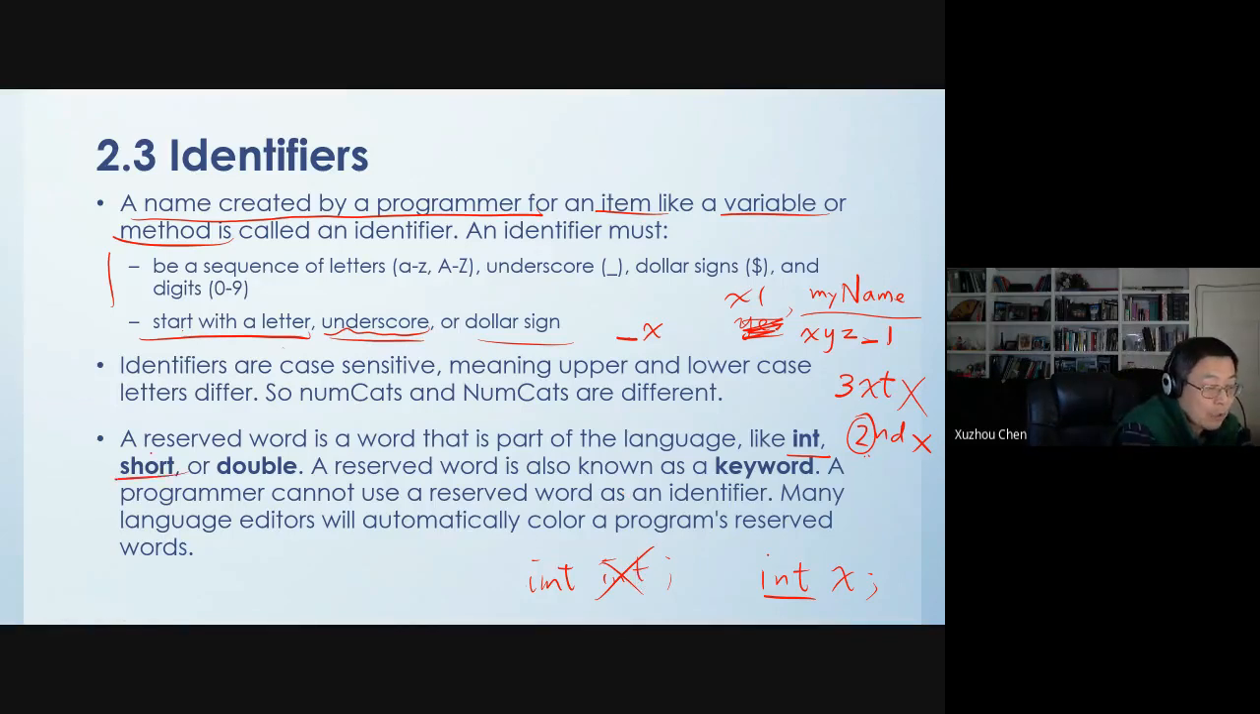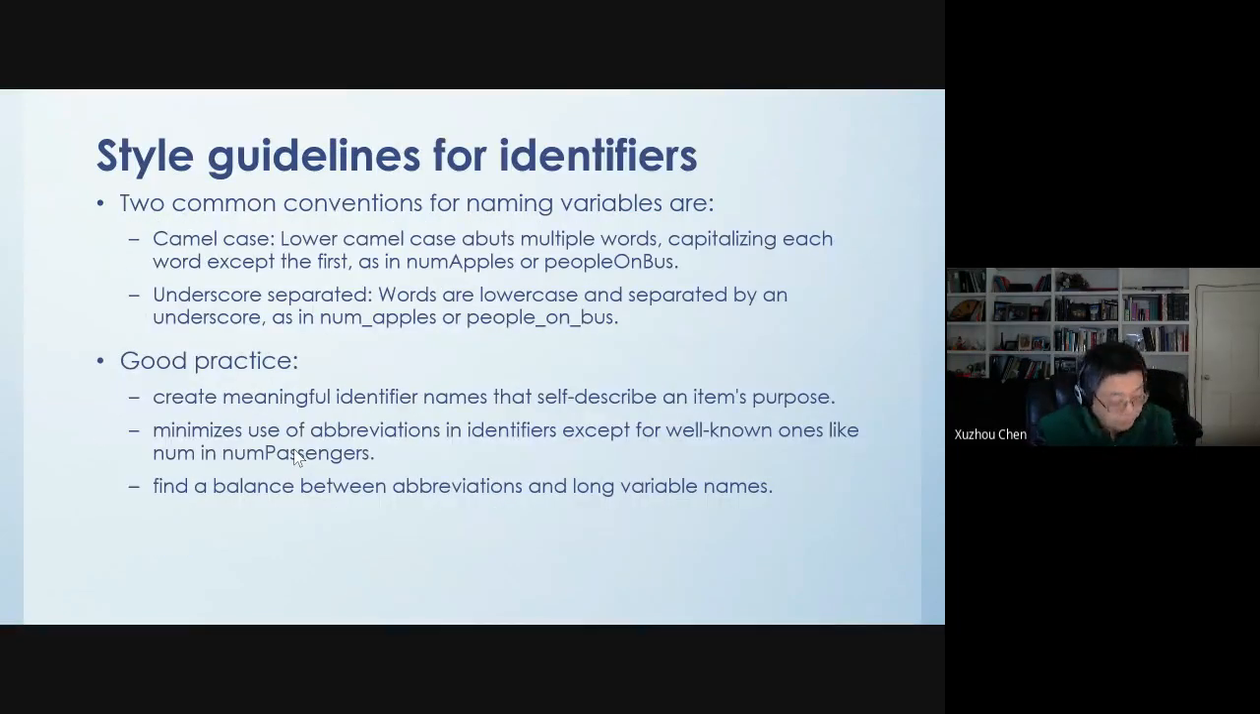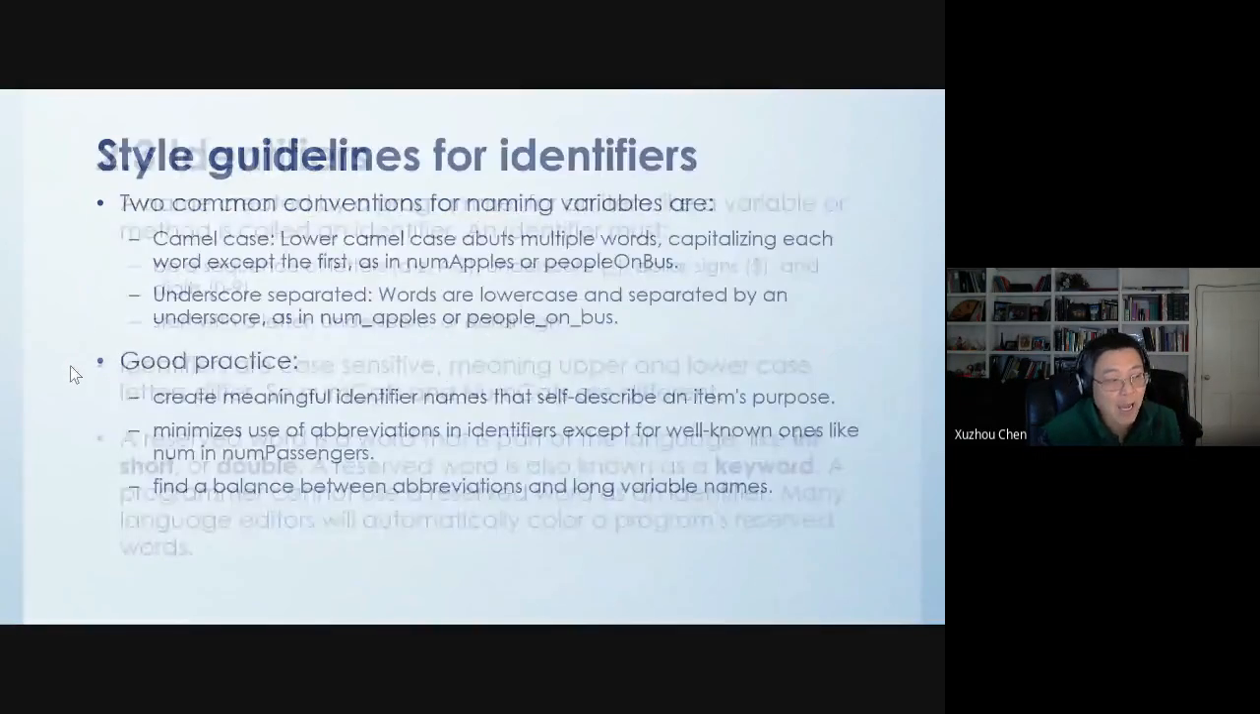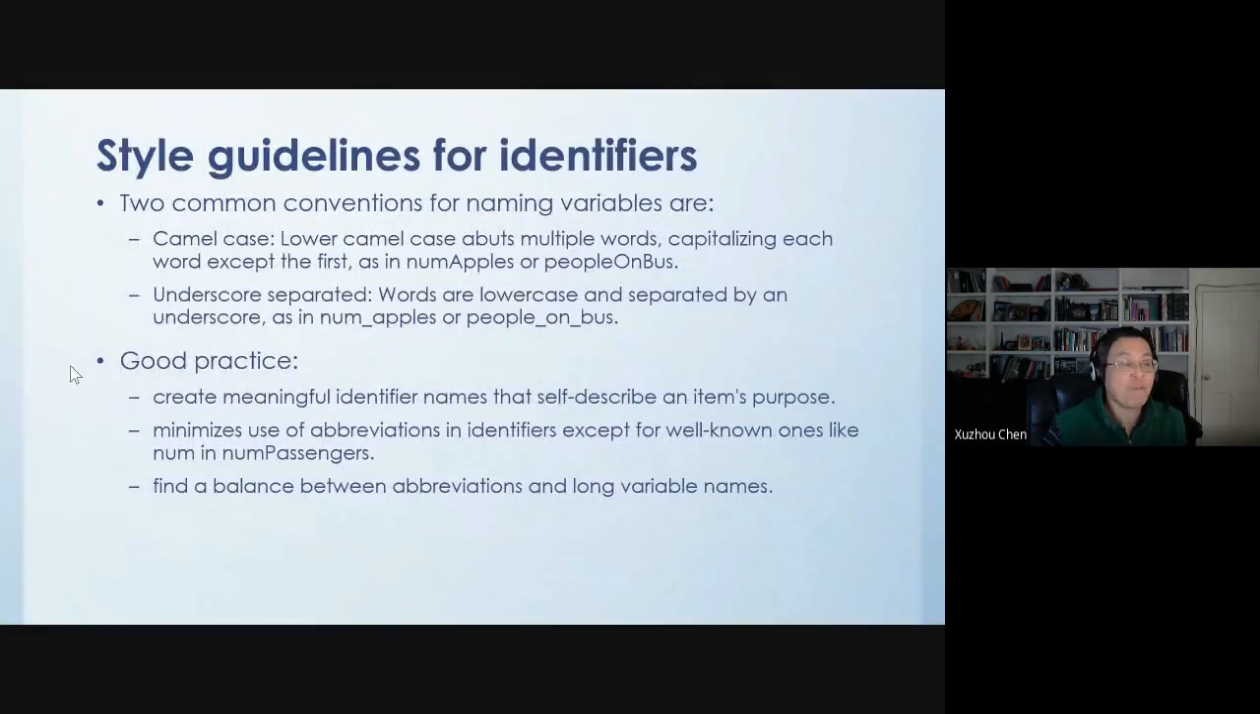Short is another reserved keyword. Double is another reserved keyword. So these are reserved words. Please do not use them as identifiers. Now, as long as you meet this criteria, that's a legitimate identifier. But in many corporations, many companies, they have some kind of naming convention.